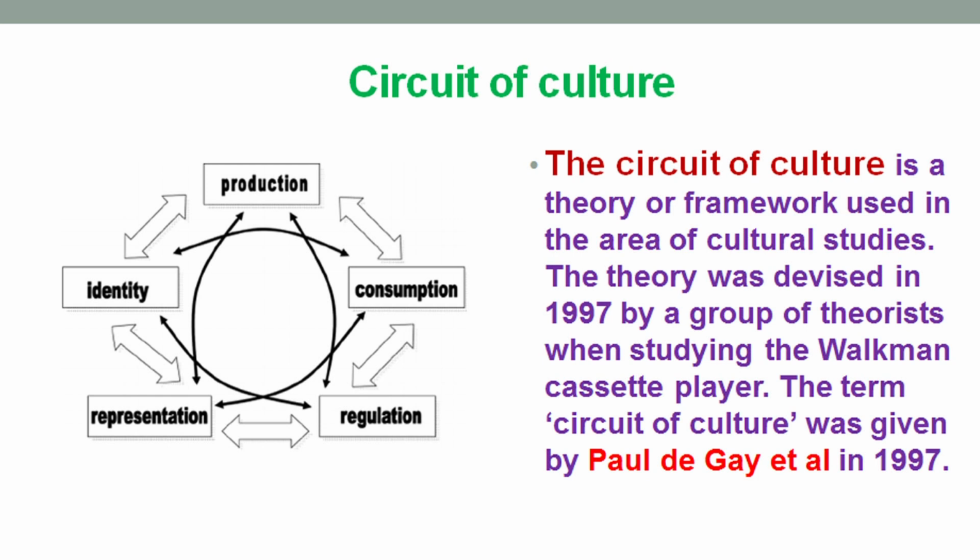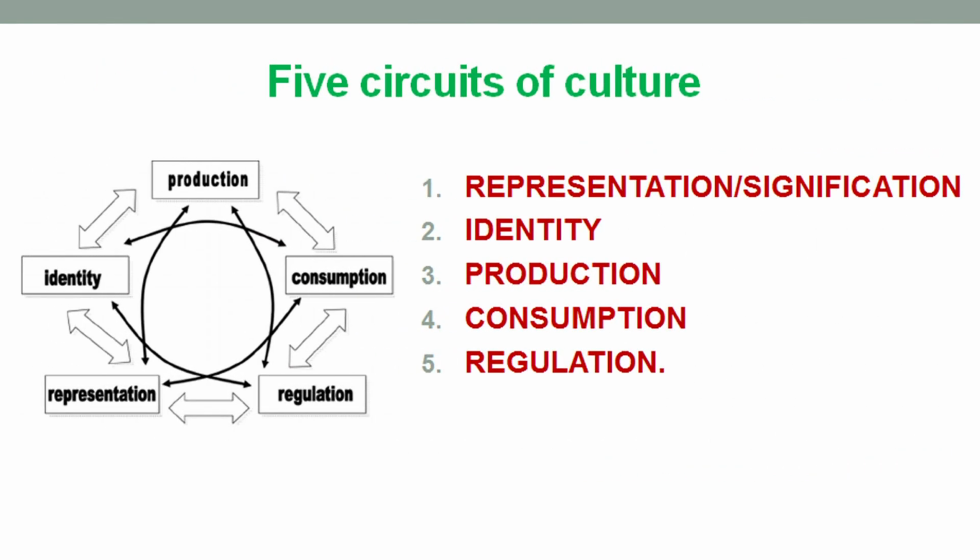The theory was devised in 1997 by a group of theorists when studying the Walkman cassette player. The term circuit of culture was given by Paul du Gay et al. in 1997. The theory suggests that in studying a cultural text or artifact, we must look at 5 aspects. What are the 5 aspects in circuit of culture? They are representation, identity, production, consumption, and regulation.